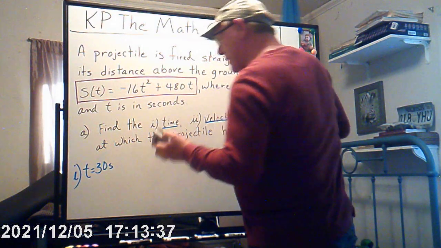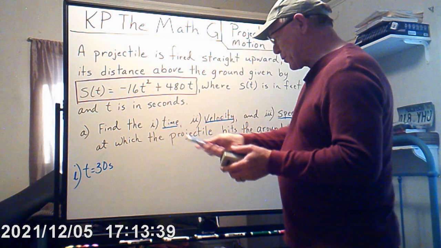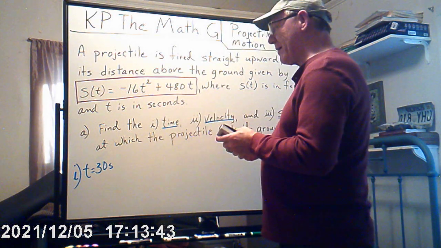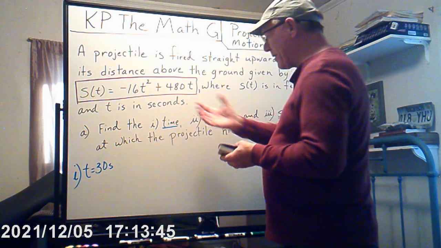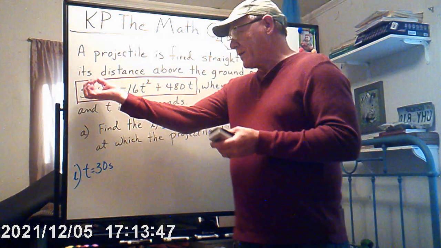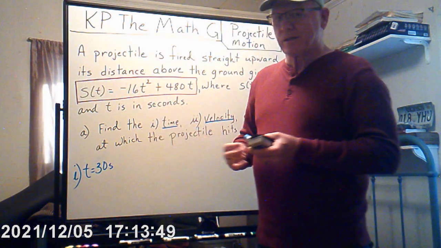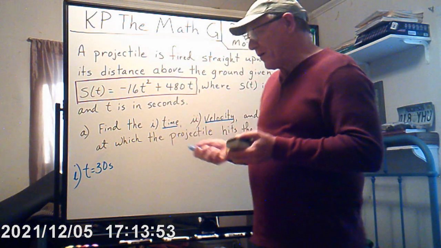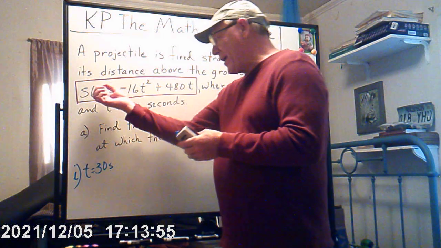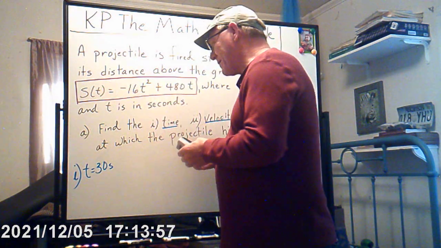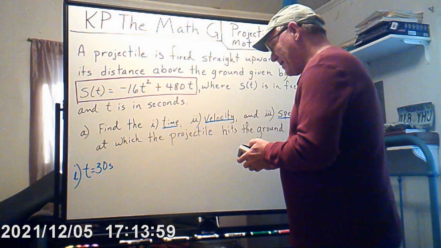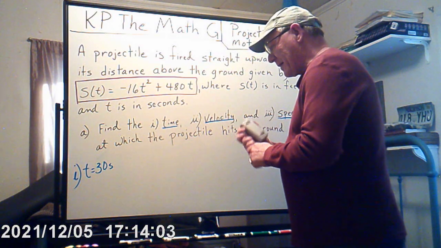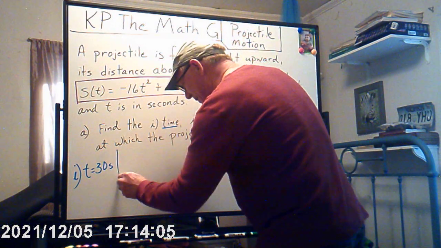Alright, so anytime on the first one you're trying to find how long it is going to be in the air, when will it hit the ground, just simply set S at t equal to 0. We're not worried about velocity or acceleration at this point. We're just worried about when it's going to hit the ground. Okay? Alright, so after 30 seconds. There's that one right there.